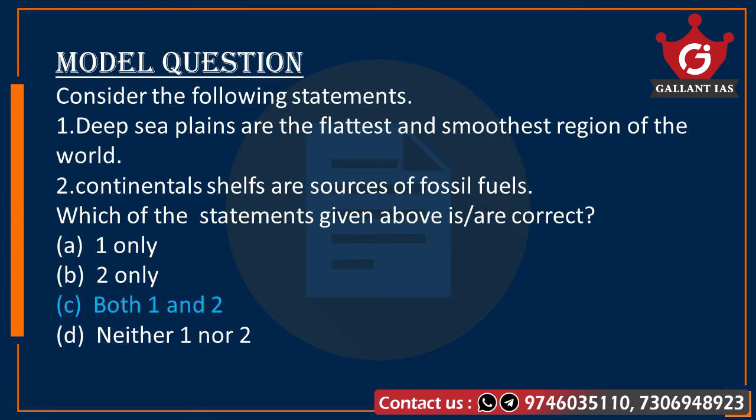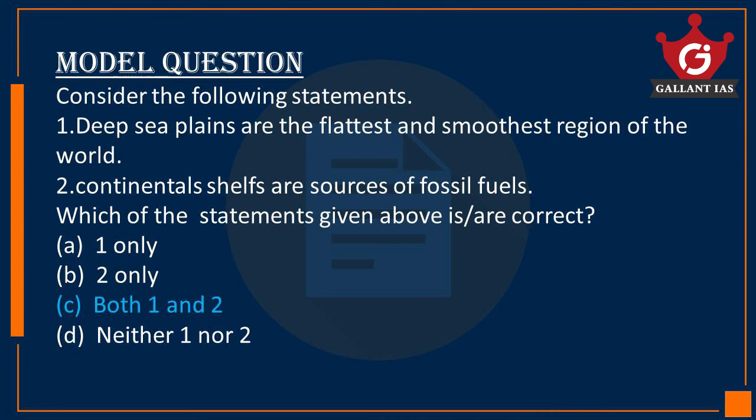Before going to an end, let's discuss a model question. Consider the following statements. Statement 1: The deep sea plains are the flattest and the smoothest region of the world. Statement 2: The continental shelves are sources of fossil fuels. Which of the statements given above is or are correct? We know that both statements are right. So the answer is option C, that is, both 1 and 2.